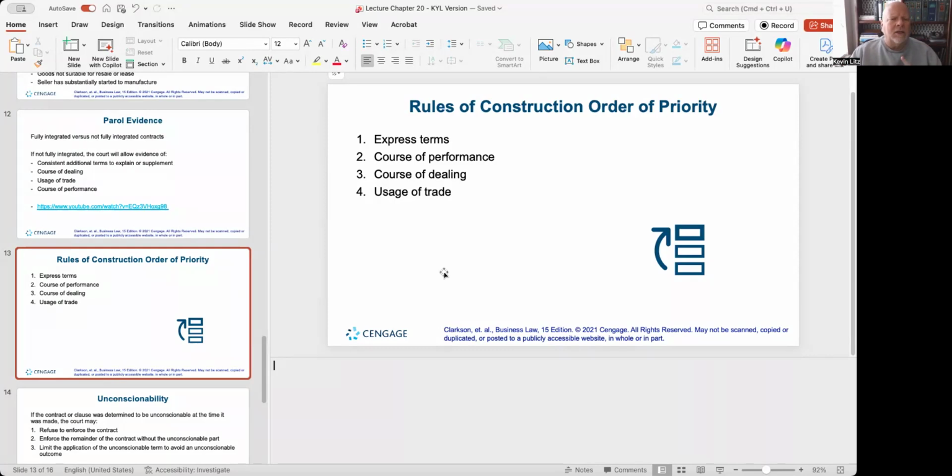Now, let's say that a term is missing or a term is vague. Let's say, for example, you have to pay within 30 days as per the seller, but as per the buyer, their understanding is you pay within 60 days. Seller sues buyer. It's not in the contract how many days you have to pay. So the judge then could look outside of the contract and say, course of performance.